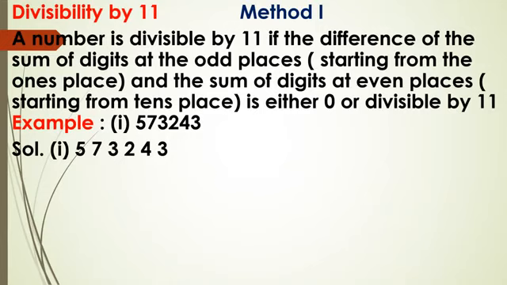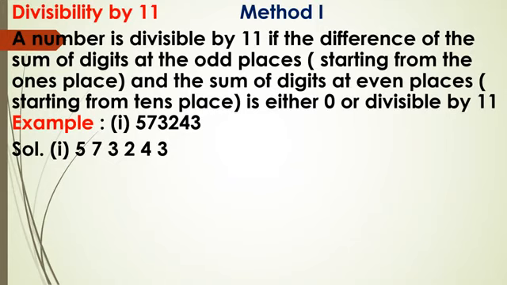Sum of the digits at odd places and sum of the digits at even places. First of all, you must know what are odd places and what are even places. Ones place is the odd place, tens place is the even place, then hundreds place is odd place, thousands place is even place. In this way you will move. Okay, let's move to the example now.